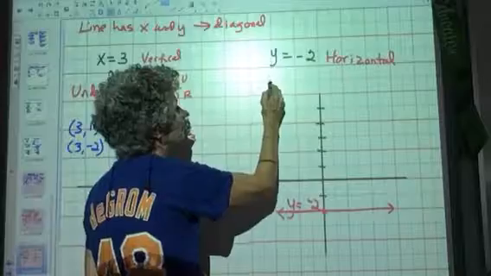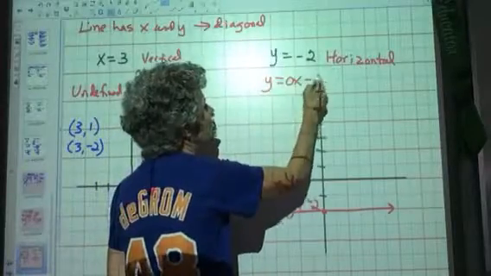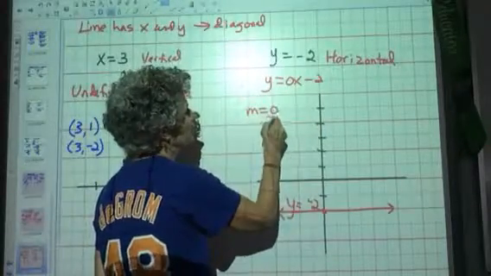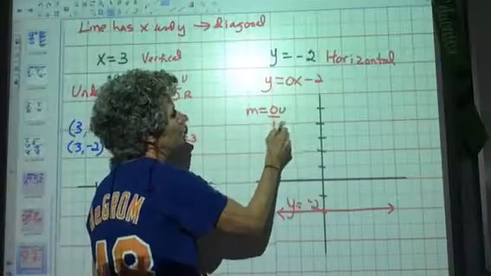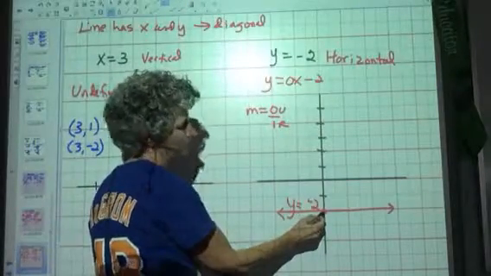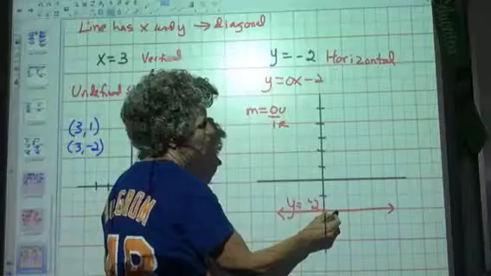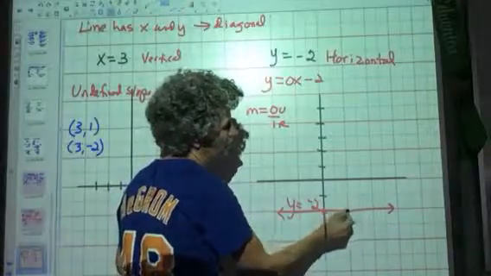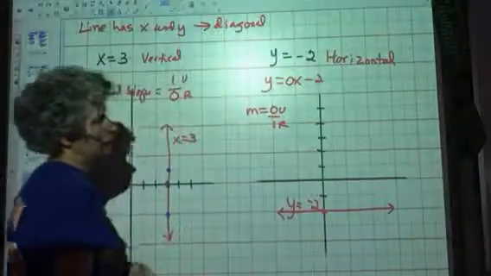You can think about this would be y equals 0x minus 2. So the slope is 0, or 0 over 1. So from this point, I go none up, 1 to the right. I don't go up, I go to the right. No up, go to the right, and that's horizontal.